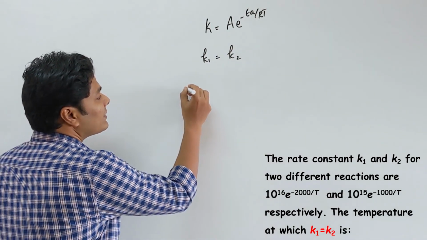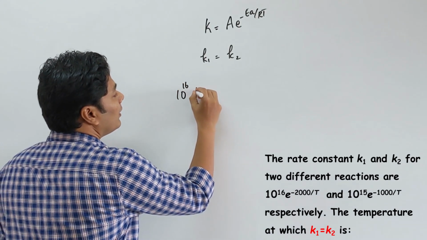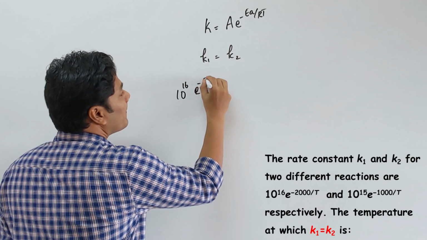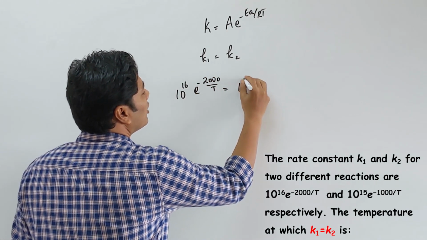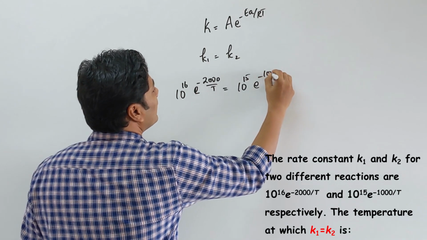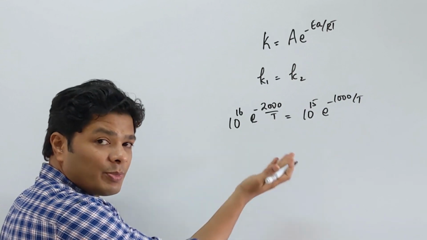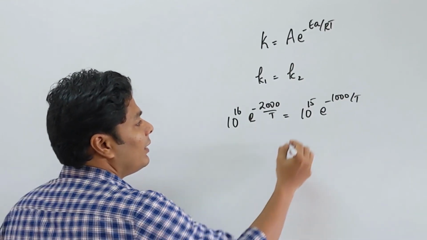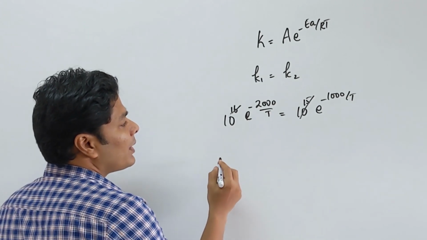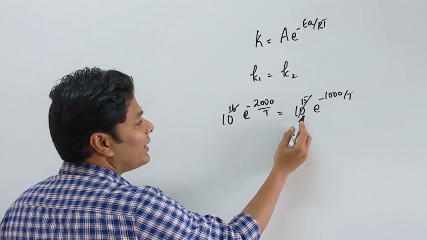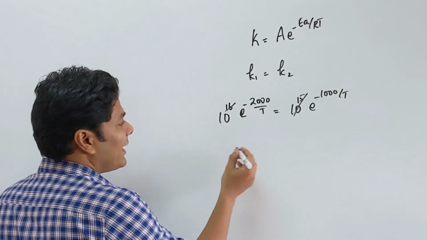K1 is given as 10 to the power 16 e to the power minus 2000 by T, that should be equal to 10 to the power 15 e to the power minus 1000 by T. Now we have to just mathematically solve. Now the chemistry part is pretty much done. We can right away say that 10 power 15 goes away. I have 10 e to the power minus 2000 by T equals e to the power minus 1000 by T. We can take ln on both sides.